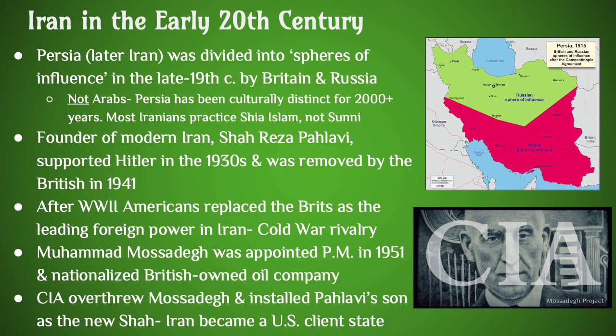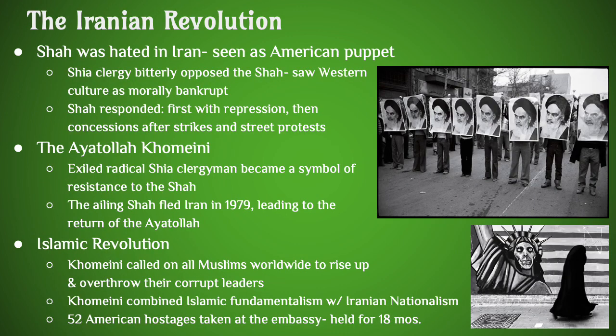The democratically elected Prime Minister Mohammad Mossadegh was overthrown in the early 1950s, and instead of having a free and independent government, a republic, the Americans just installed Shah Reza Pahlavi's son as the new Shah, and now we have Iran as an American client state. The Shah was detested in Iran. He was seen as an American puppet because he was an American puppet.